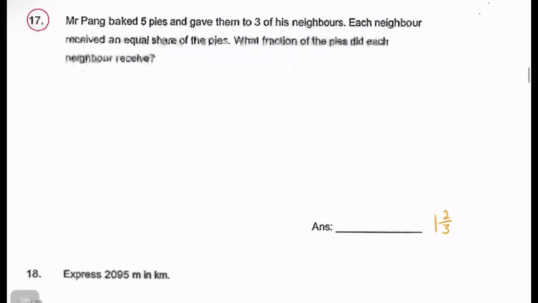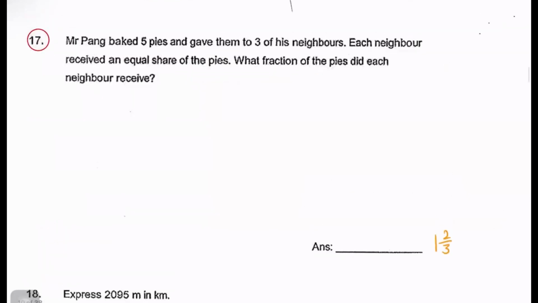Okay, question 17. Mr. Pang baked 5 pies. He gave them to 3 of his neighbors. Each neighbor received an equal share. What fraction of the pies did each of the neighbors receive?